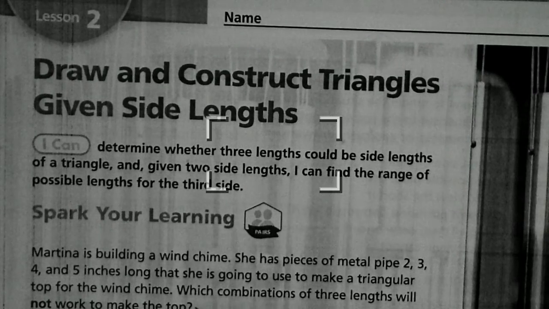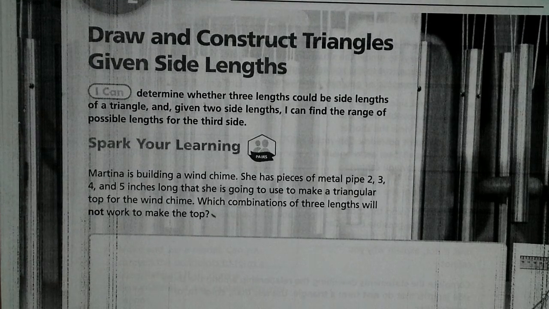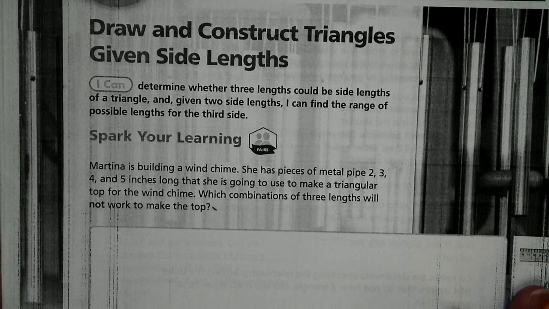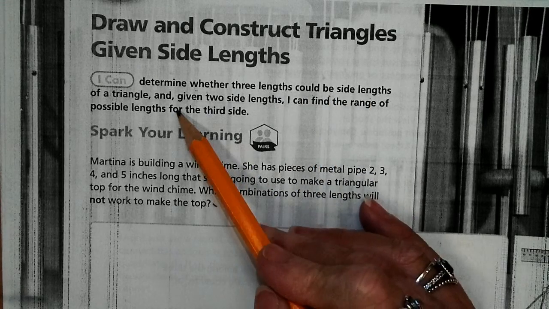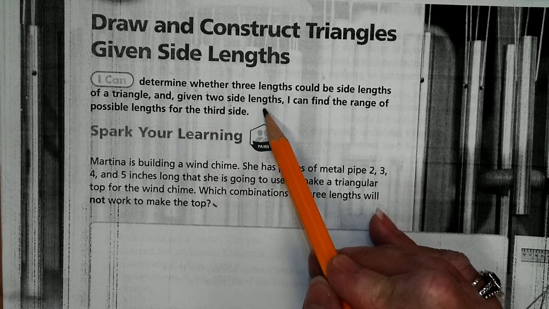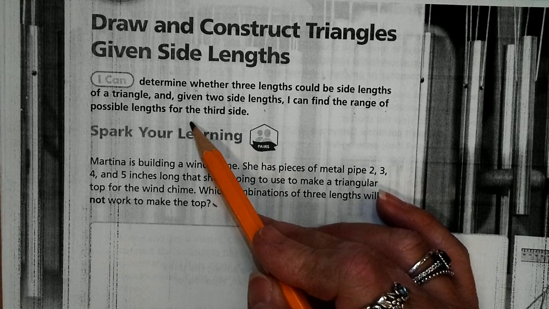All right. So we're going to draw and construct triangles given side lengths. Unlike in 9-1, where we drew a circle and they told us to draw a triangle inside the circle, most of the times we didn't have given side lengths. We just knew that it had to be a certain degree, had to be obtuse, it had to be something. Your objective is to determine whether 3 lengths could be side lengths of a triangle, and given 2 side lengths, I can find the range of possible values for the 3rd side.